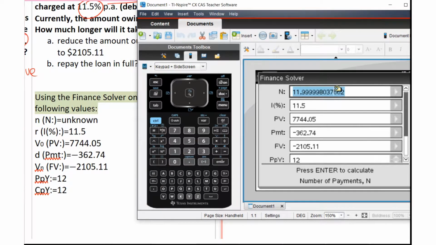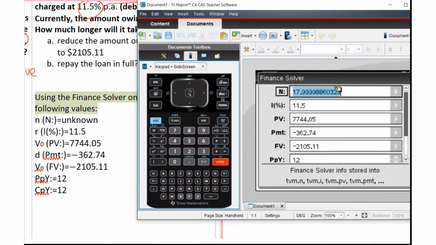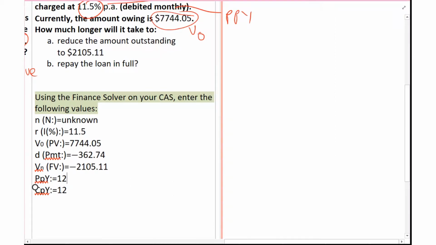I go up to my N because that's where I need to be when I press enter. And what I get is basically 18. So that's going to be 18 months. So it's basically 18 repayments, so 18 months.